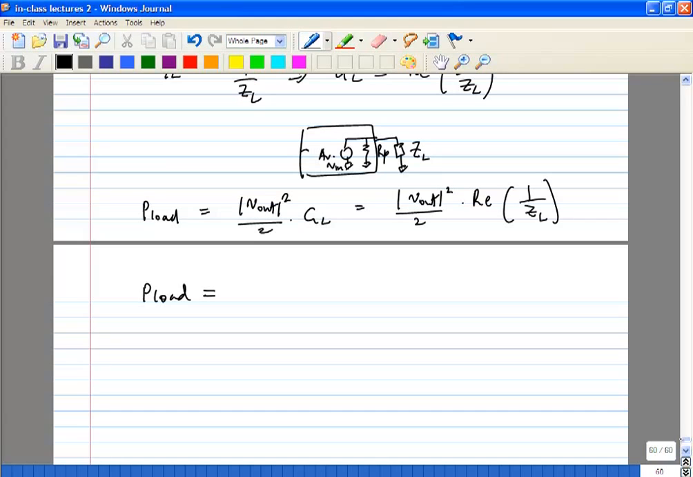Yes, so it will still be because RP is in parallel with ZL, right? So this AV times Vn will still be valid, just the power delivered to the load will not be valid anymore. That's all. Okay?